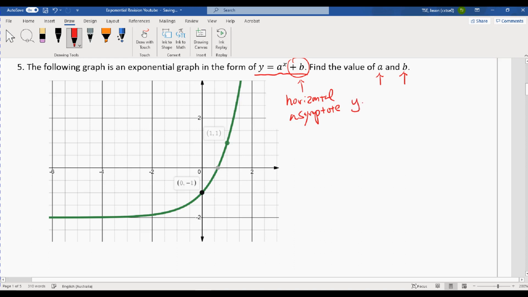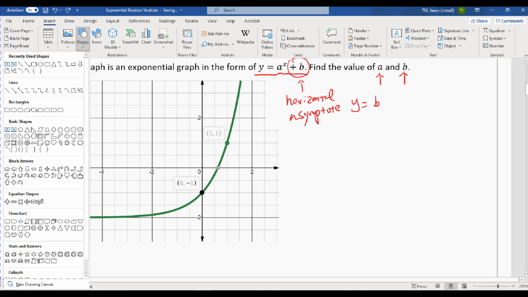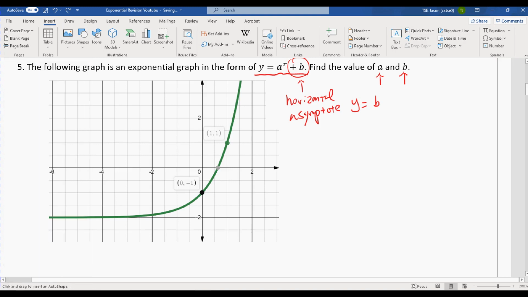Okay, which should be y equals b, right? So let's see, when we observe the graph, what's the horizontal asymptote? You see there's a line over here which the graph approaches towards the negative end of x. So that means this line, oh, it's difficult to draw a line. Let me insert. So this line.